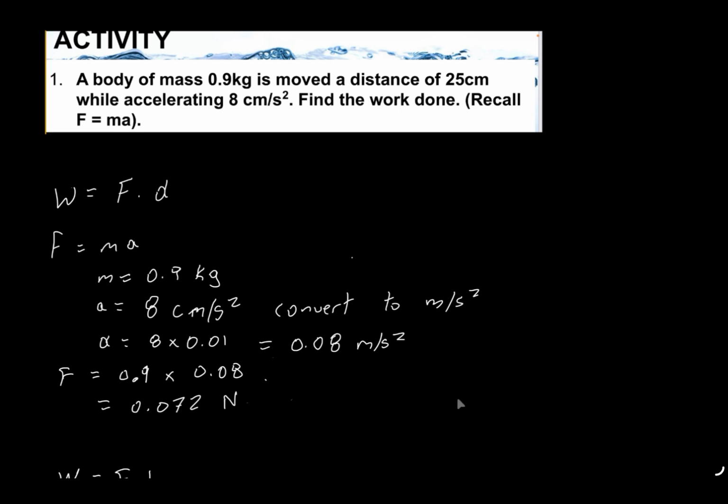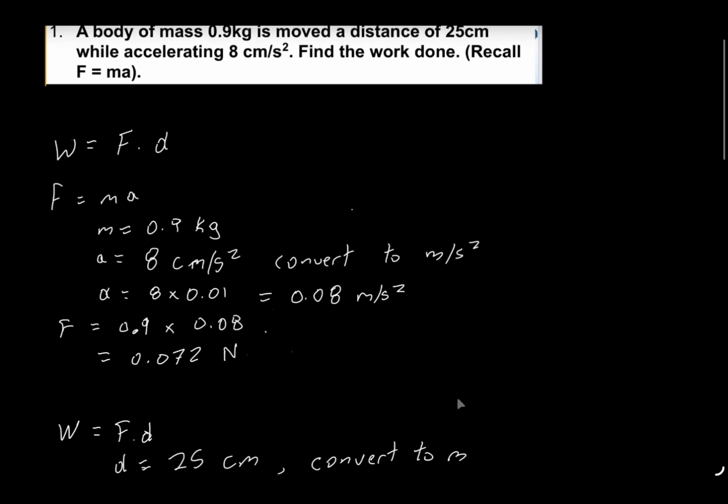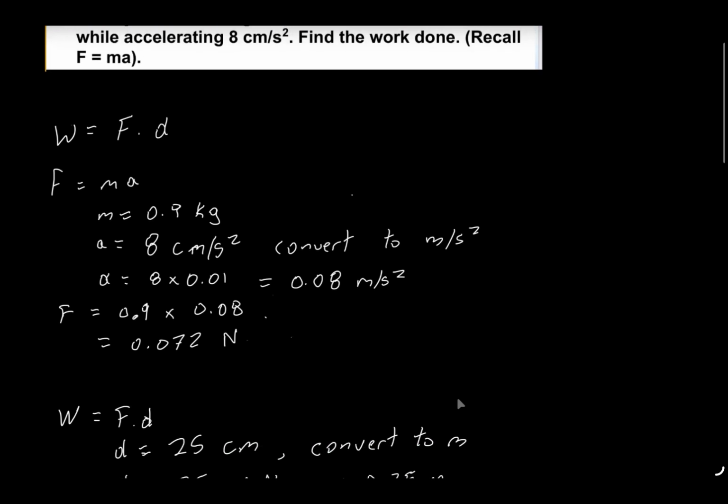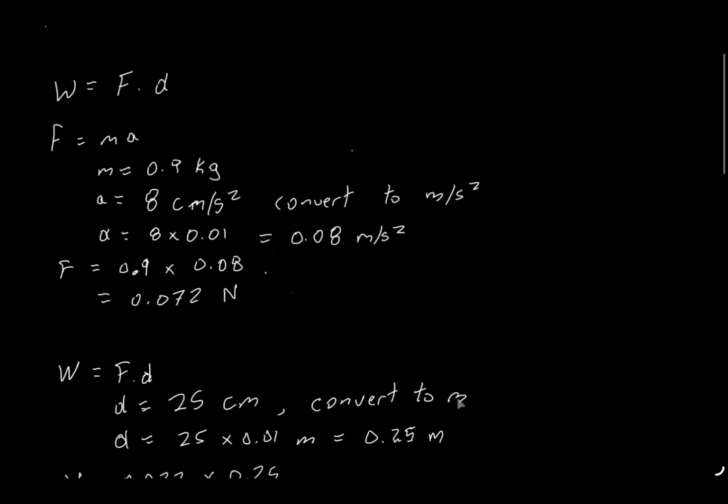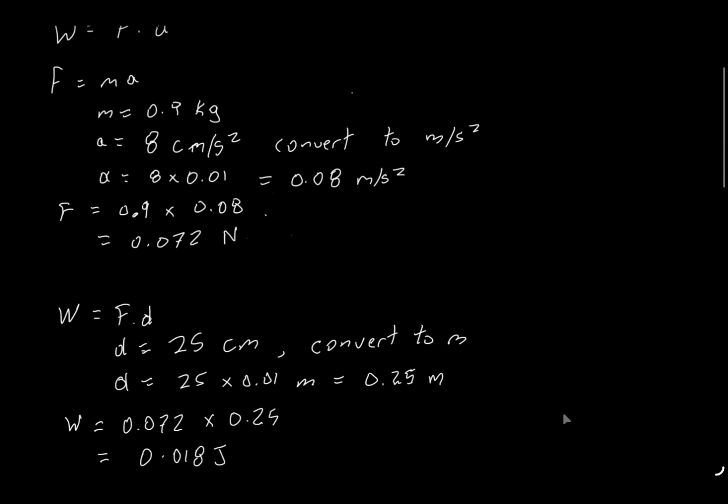Now let us go to the calculation for work. Remember, work is equal to F times D, but D is given as 25 centimeters. We need to convert that to meters. So D is equal to 25 times 0.01 meters, equal to 0.25 meters. Now we have the force of 0.072 newtons and the distance or displacement of 0.25 meters.